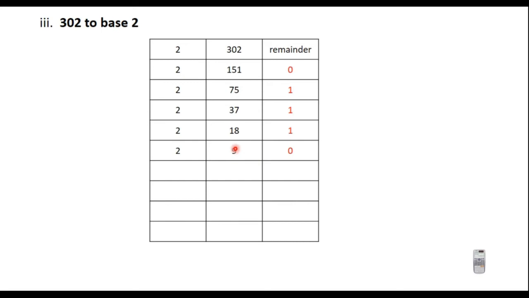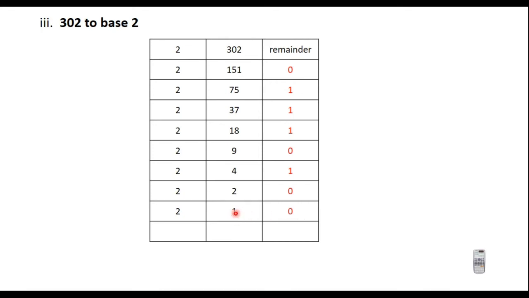Next, you divide 9 by 2. So 9 divided by 2 will give us 4. 4 times 2 will give us 8. 9 minus 8 will give us 1 as the remainder. Next, we divide 4 by 2. 4 divided by 2 gives us 2, remainder 0. I hope that's simple. Next, we divide 2 by 2. 2 divided by 2 will give us 1, remainder 0.